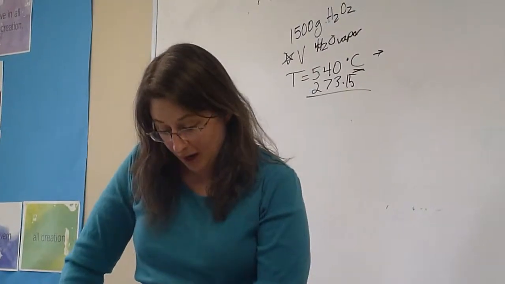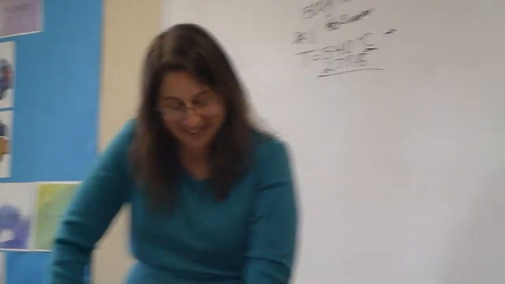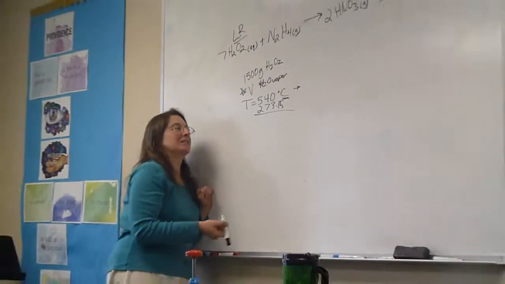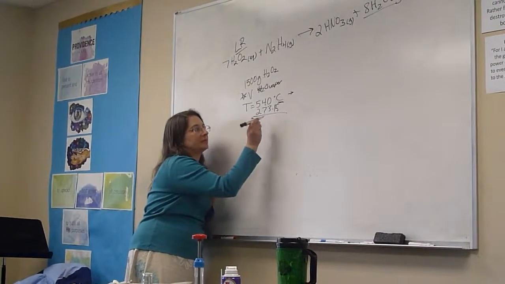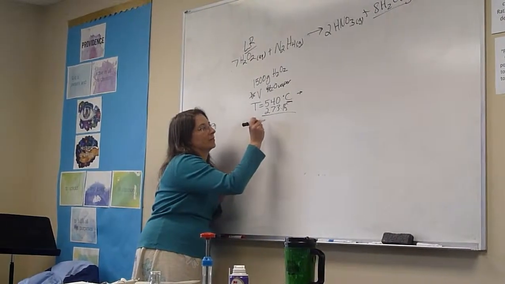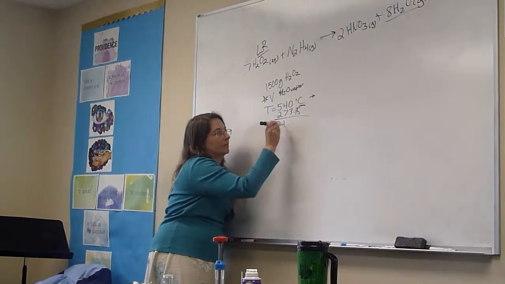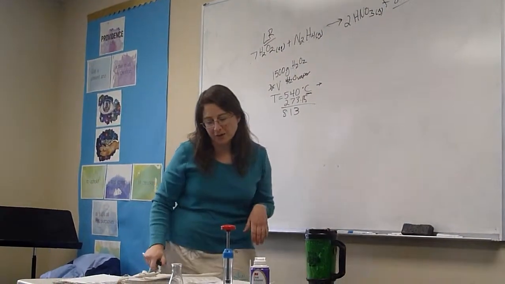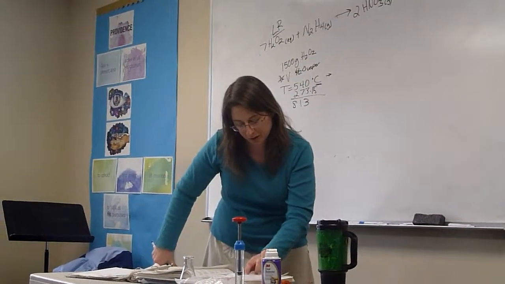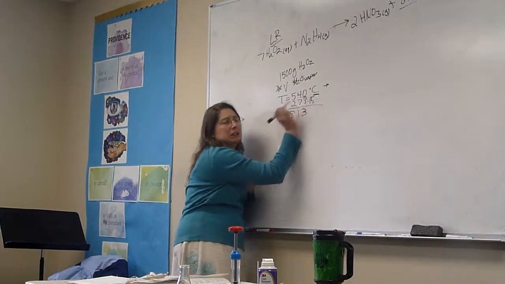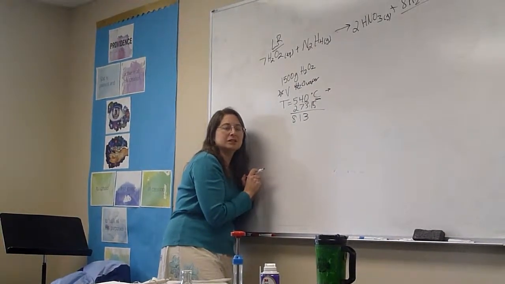So what do we get for the Kelvin temperature? So then you'll get 813. And where do I round that? If I look in the book, is there significance here? Yes, that's a significant figure.